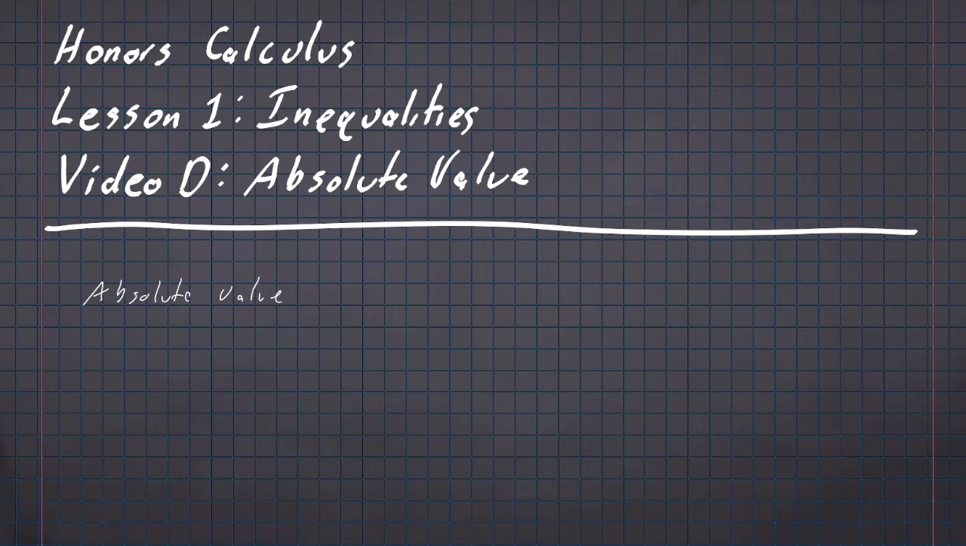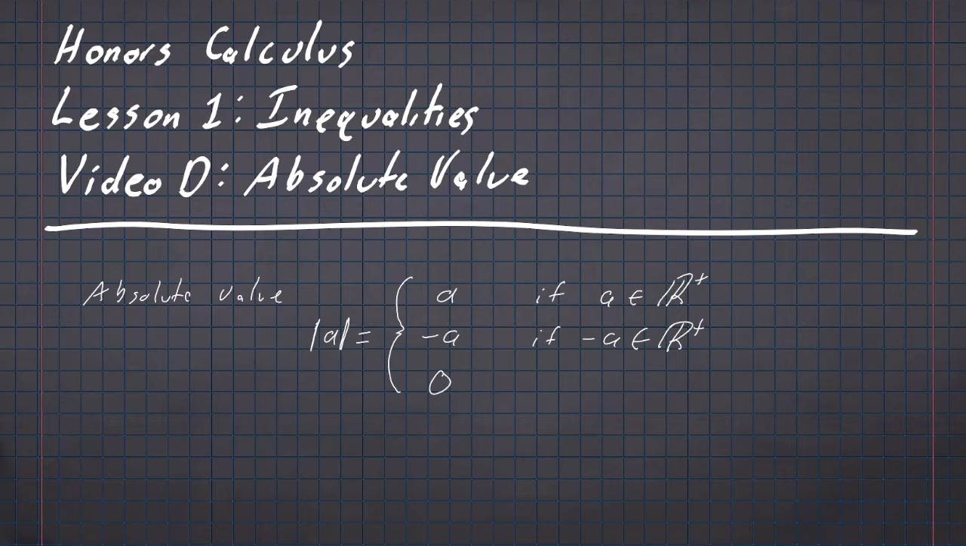The absolute value of a number is defined. First of all, it's denoted absolute value of A, with an A inside of two vertical bars like this. And we define it as a three-piece operation. The absolute value of A is equal to A if A is a positive number. Absolute value of A is equal to the opposite of A if the opposite of A is a positive number, and 0 if A is 0.